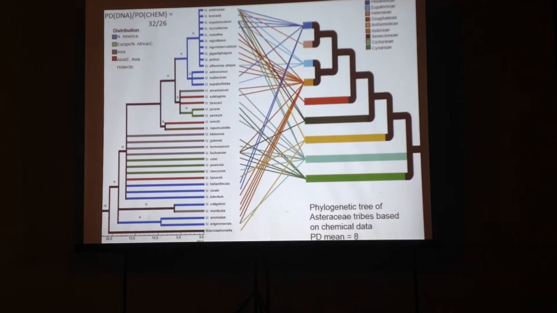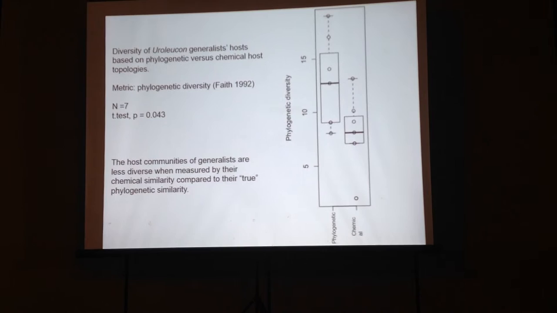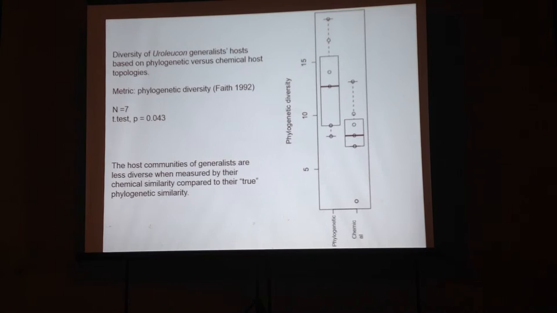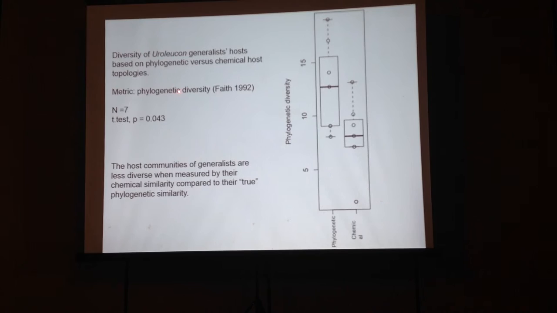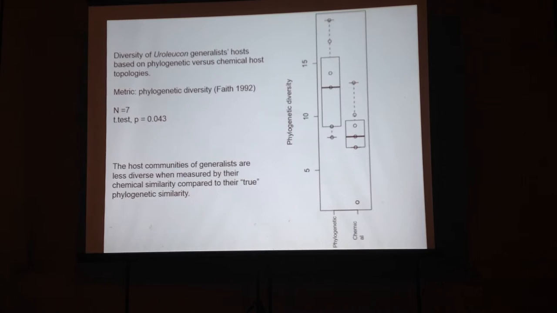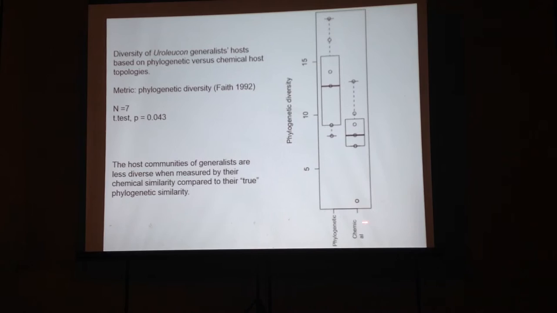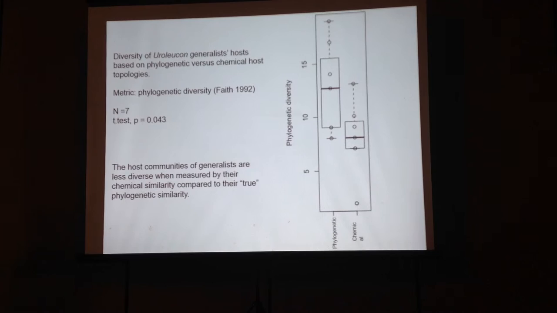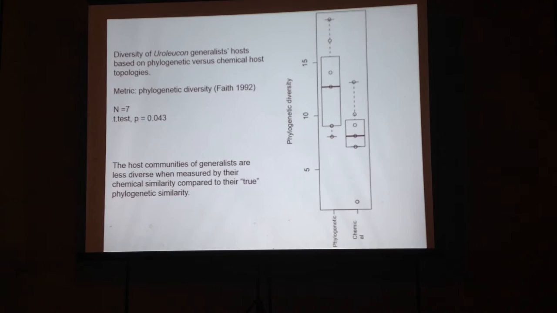And here he's done the same thing, picking out those particular species of Uroleucon which are generalists, that is to say, which feed on two or more tribes of Asteraceae. And here again, he looks for those species to see what is the phylogenetic diversity of their hosts, calculated either on the basis of their phylogenetic relatedness or on the basis of their chemical relatedness or chemical similarity. And again, the PD value is lower based on the chemical similarity, implying that these aphids are feeding on a chemically more homogeneous set of plants than on a phylogenetically homogeneous set of plants. So again, in this case, there's some marginal statistical significance, suggesting then that the chemical similarity of plants, rather than the phylogenetic relatedness of plants, is more of a guide to the likelihood of host shifts.